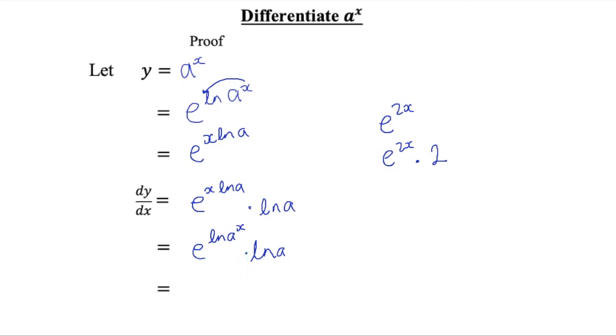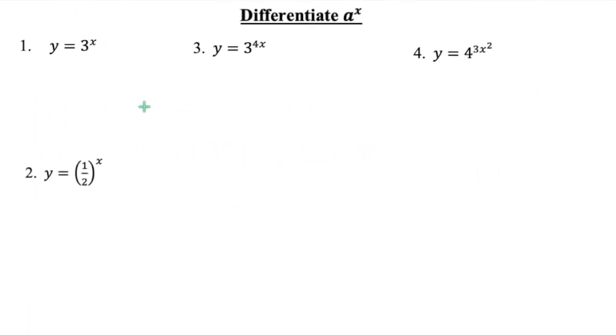Now we've got a cancellation. The e and the ln are just inverses of each other, so they're going to cancel out, and we're going to be left with a to the x times ln a. And this is the formula that we're going to use.